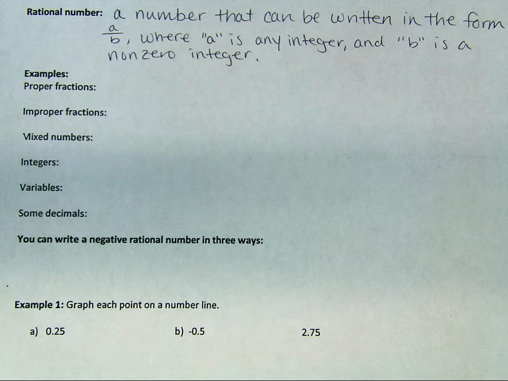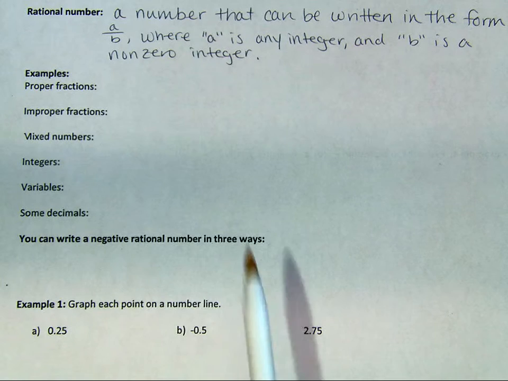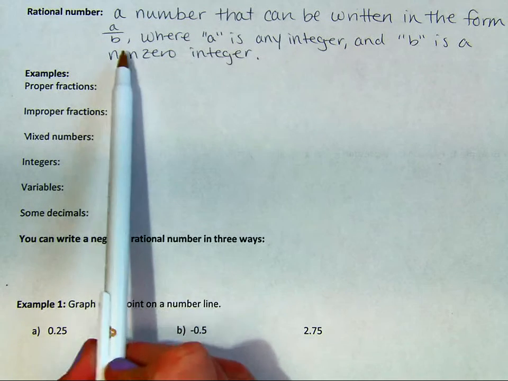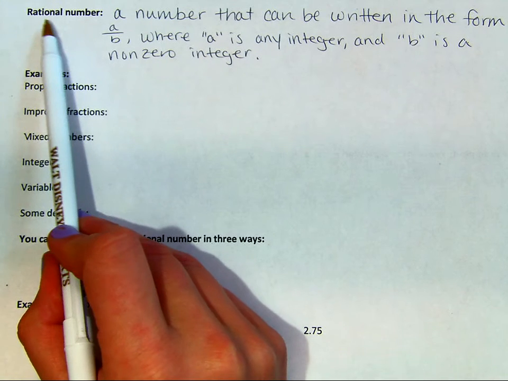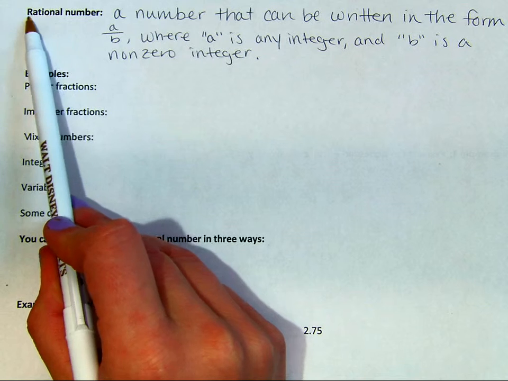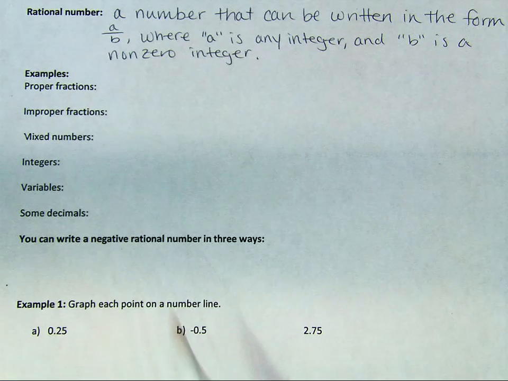In this section, we're going to talk about rational numbers. Rational numbers are numbers that can be written in the form a over b, where a is any integer and b is a non-zero integer. Notice the word rational has the word ratio in it, and a over b is a ratio. That's where those two things tie together.